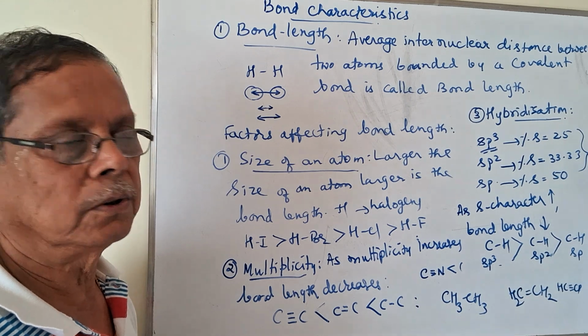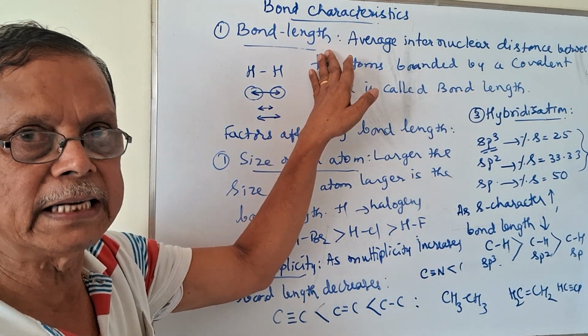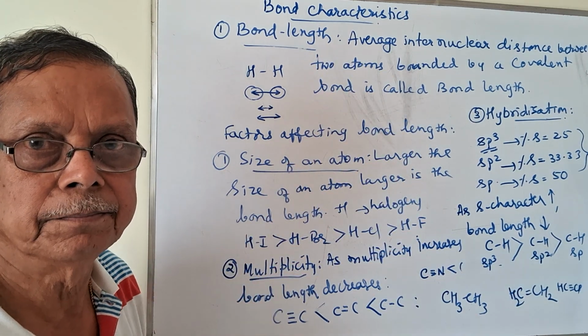The other two bond characteristics are bond energy and bond angle, which we will take up in the next video. Thank you.